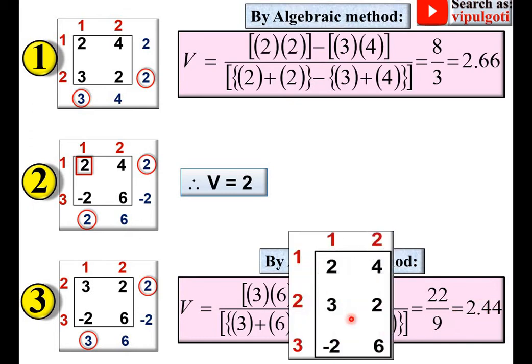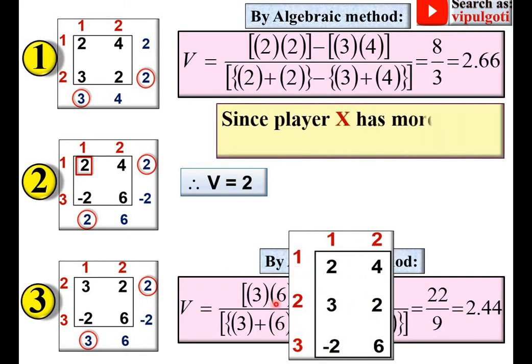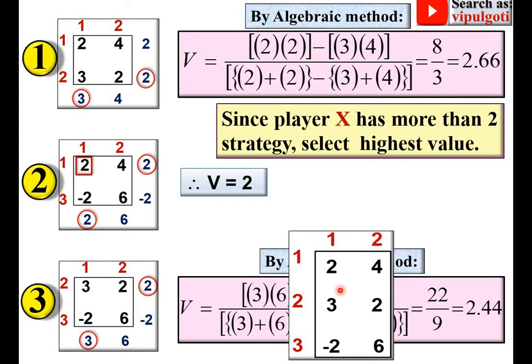So now once again see the original problem. And here we can say this is a player X and this one is a player Y. Then you can see over here player X has more than 2 strategy, and so select the highest value from all these three values of game. So here the maximum value is 2.66. So this is the final value of game of this given problem.